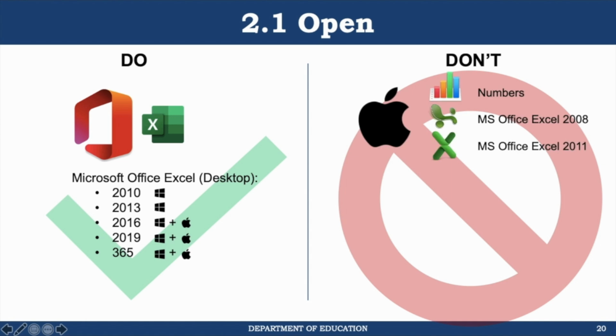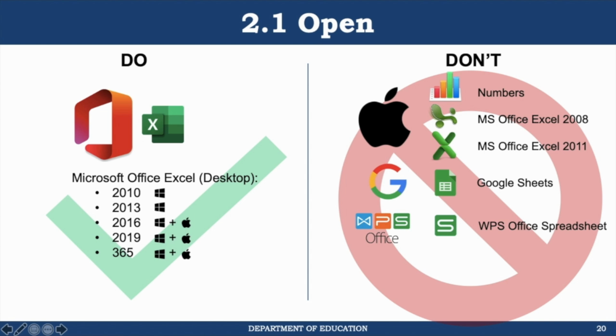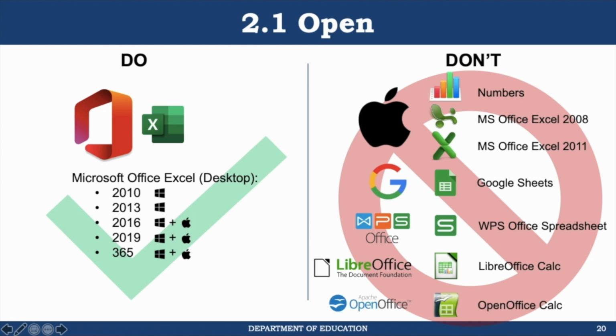You also cannot use these programs. If you are on a Mac, do not open with Numbers or older Office for Mac apps, versions 2004, 2008, or 2011. Furthermore, you should not use Google Sheets or any other Microsoft Office alternatives such as WPS Office, LibreOffice, or OpenOffice. Note that if you open the eIPCRF tool with any of the apps in the Don't column, in other words, not Excel, the tool is forever broken and you need to download a new copy.